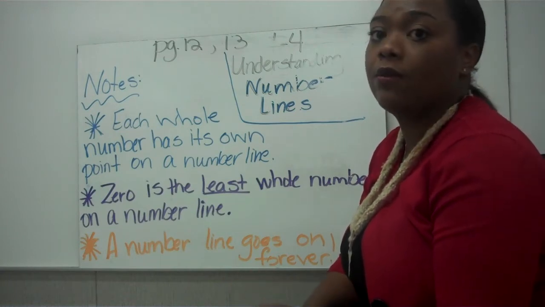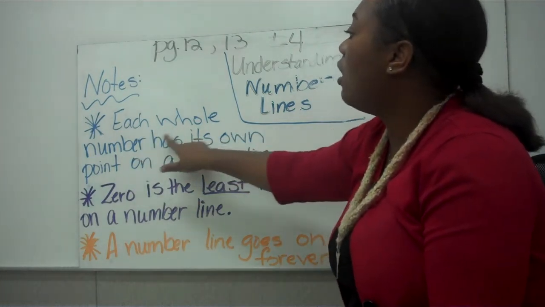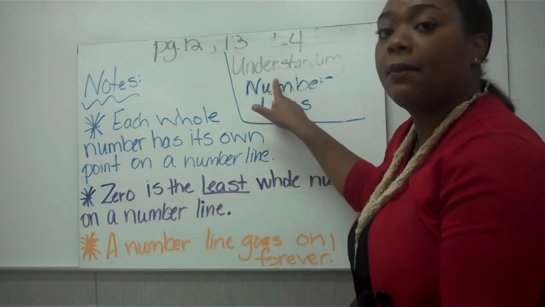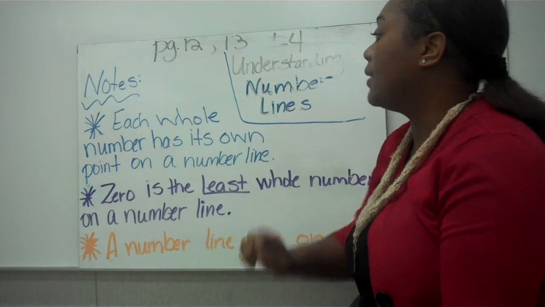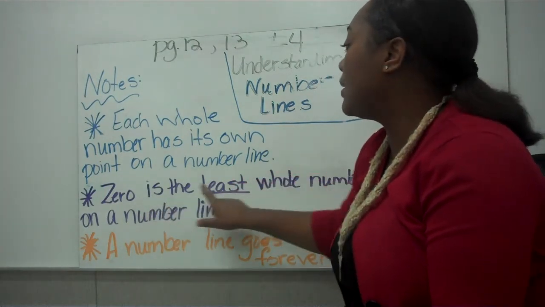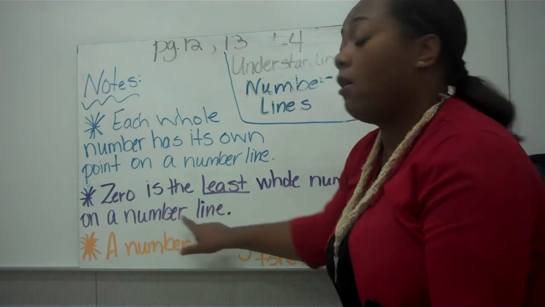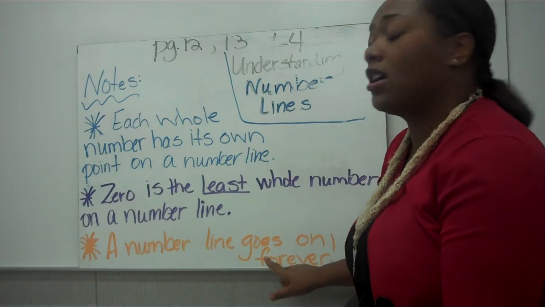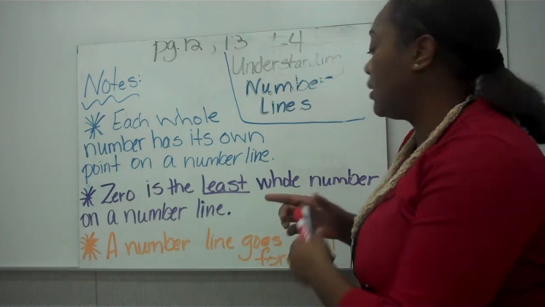First note or rule that I want you to remember is each whole number has its own point on a number line. Today we're going to be talking about understanding number lines. Another important rule to remember is 0 is the least whole number on a number line. Another thing is a number line goes on forever and ever. It never ends.